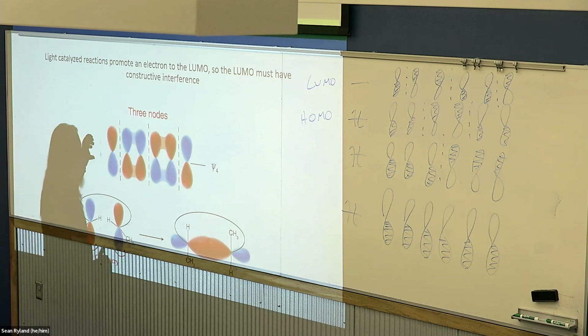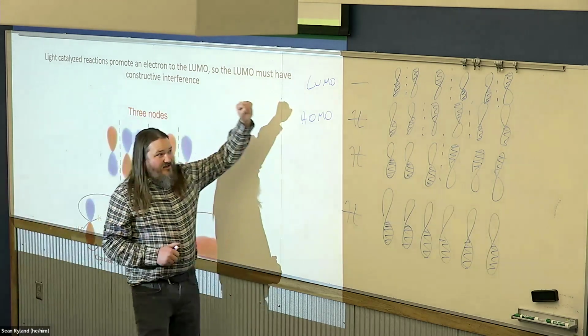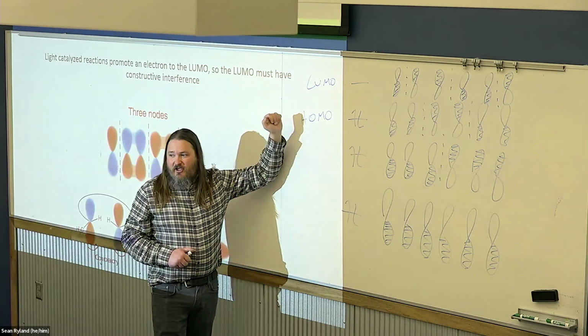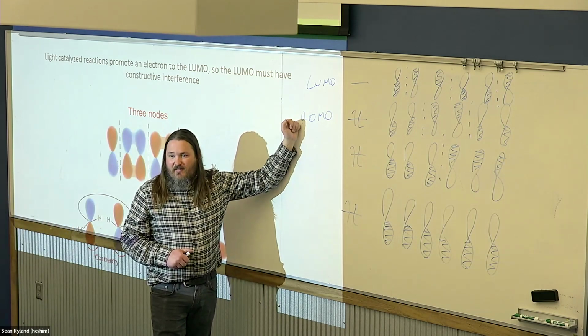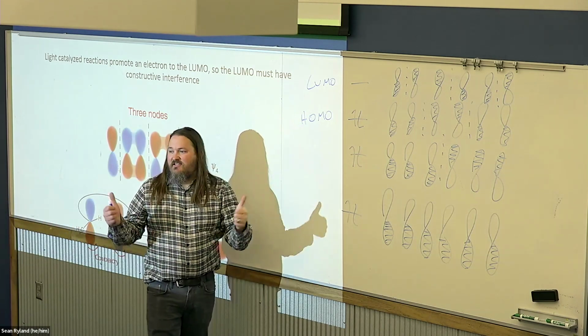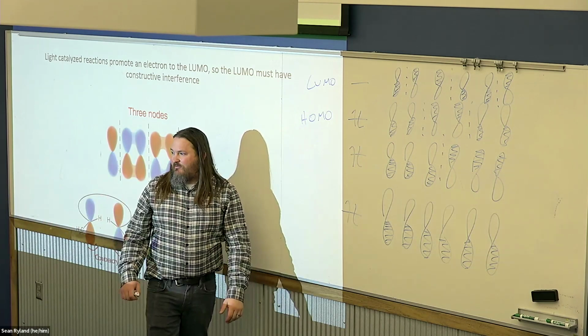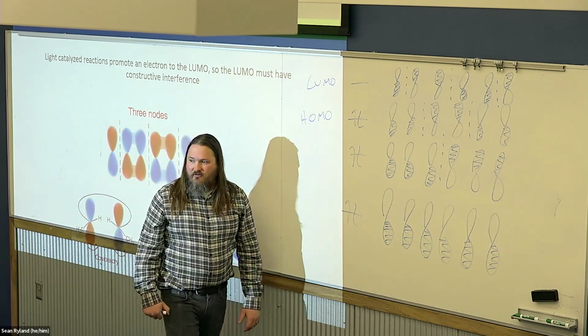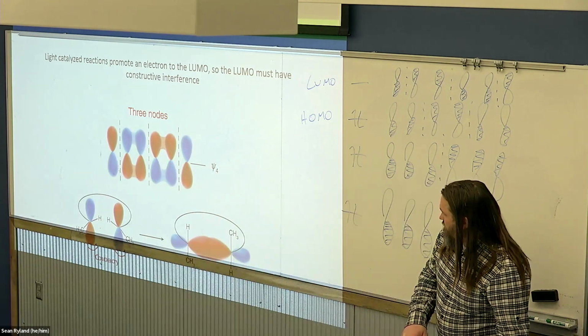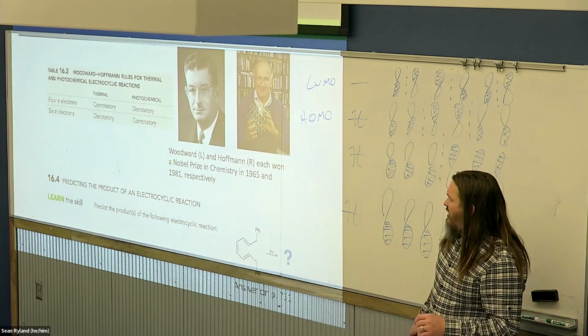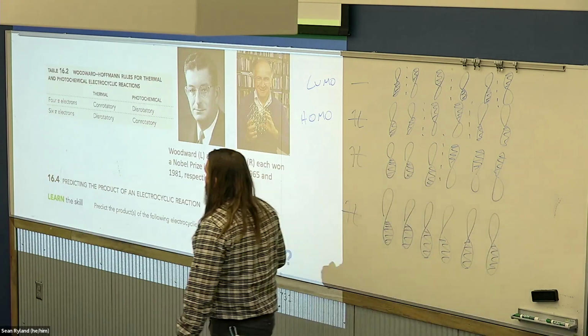So I always come back to this. Figure out what your HOMO and your LUMO are going to look like. And then figure out what that means as far as how do I have to rotate them to get them to overlap properly. All right, so there are a set of rules though, called the Woodward-Hoffman rules.